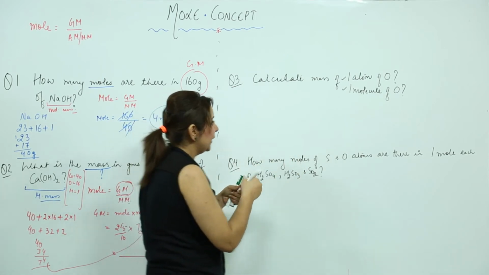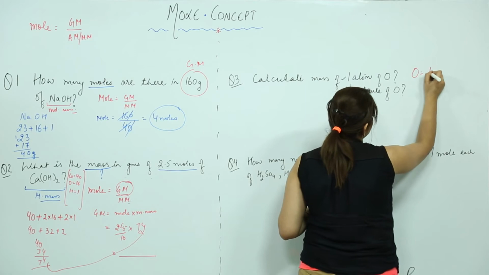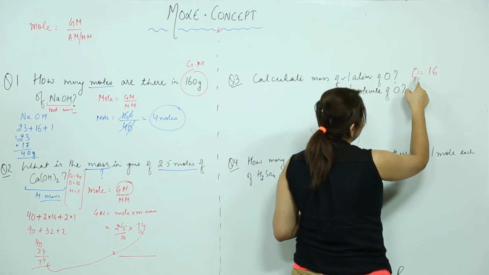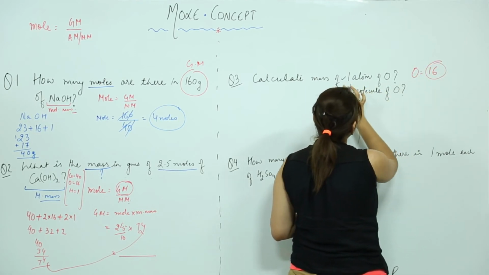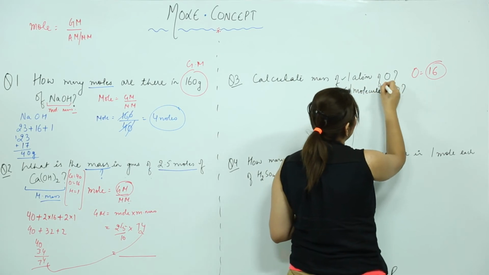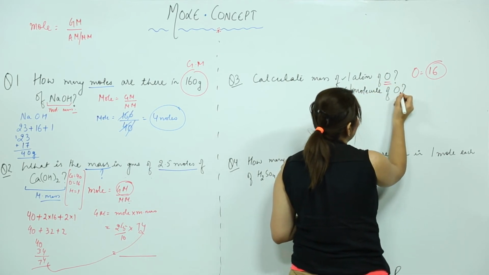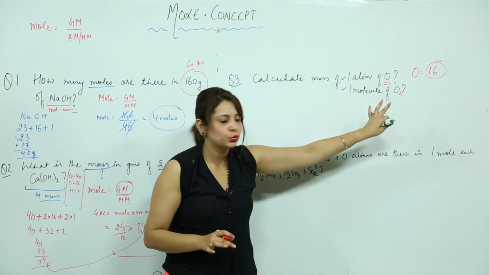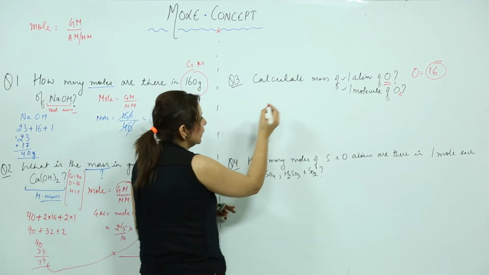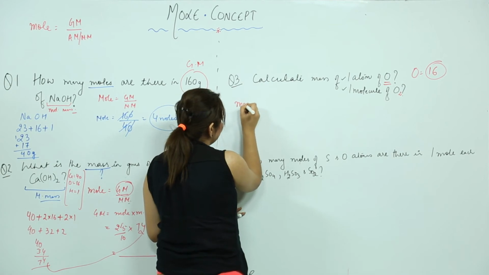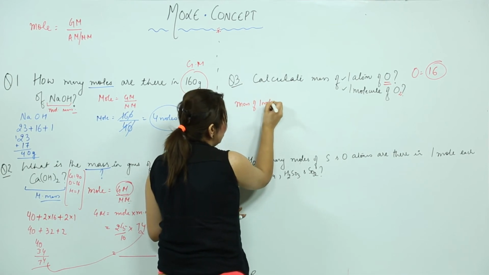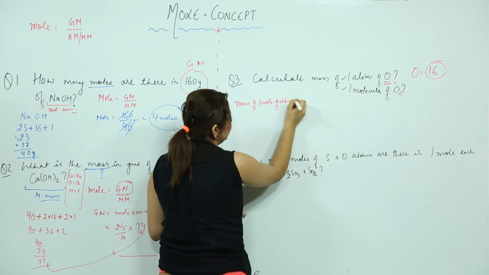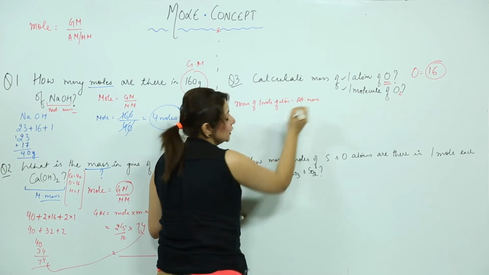So likewise we will be doing here. Now if you are given in the question that the atomic mass of oxygen is 16, here you need to find the mass of one atom of O, and here you need to find the mass of one molecule of O. Molecule of O is O2, so that is why it is O2. Now we know that the mass of 1 mole of atom is equal to the atomic mass. This we did in molar mass.